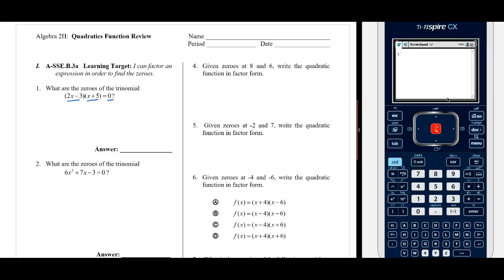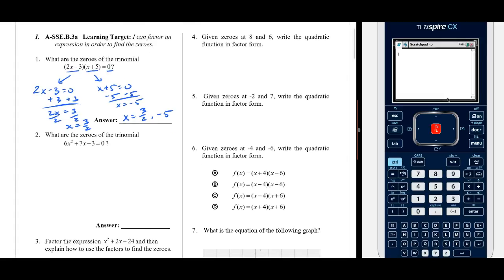So I just take each of my individual factors and I set them equal to 0. 2x minus 3 equals 0, and x plus 5 equals 0. I'm going to solve this. Add 3. 2x equals 3, divided by 2, x equals 3 halves. Or if I subtract 5 from both sides, x is equal to negative 5. So my two solutions are x equals 3 halves and negative 5.